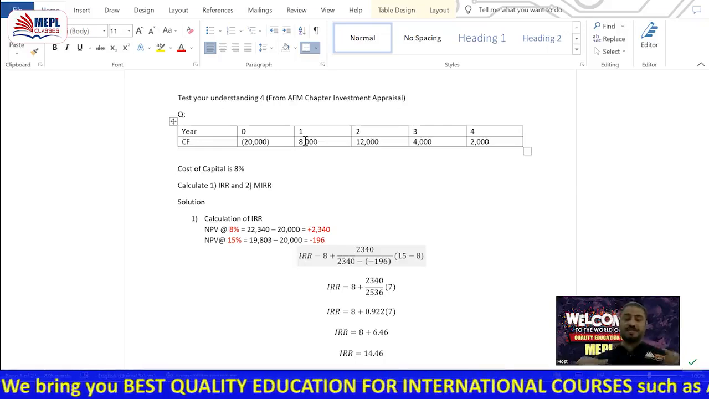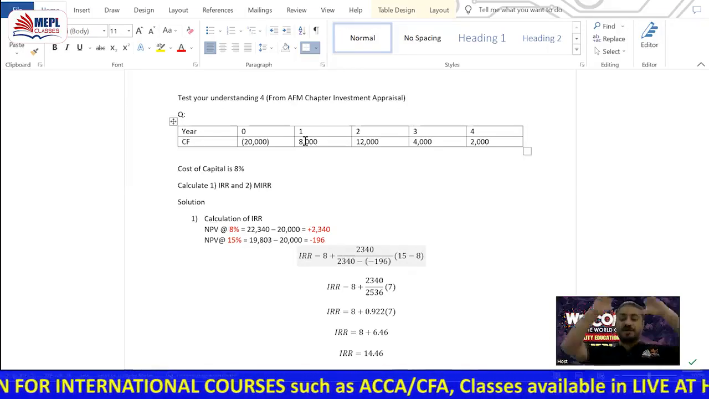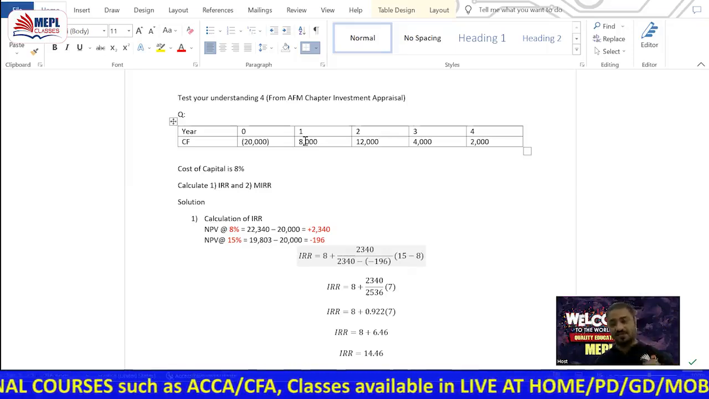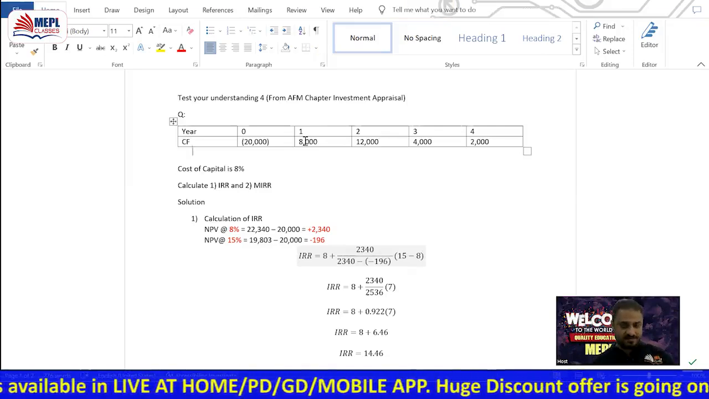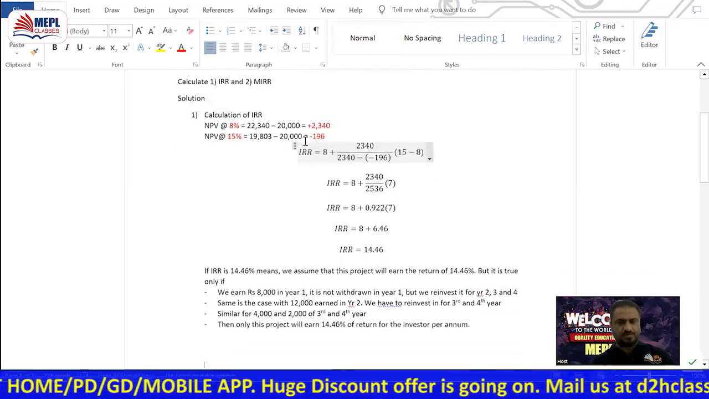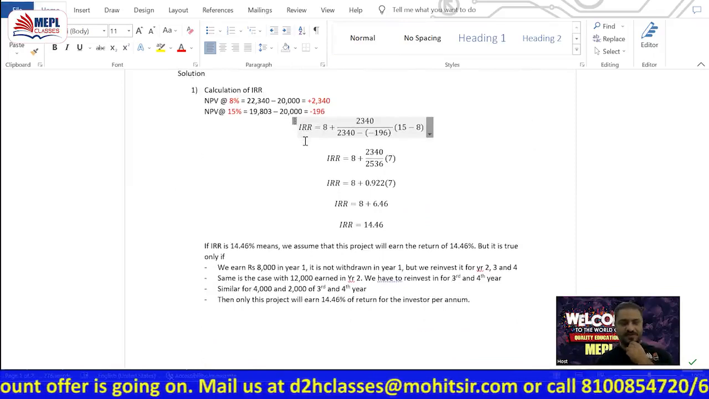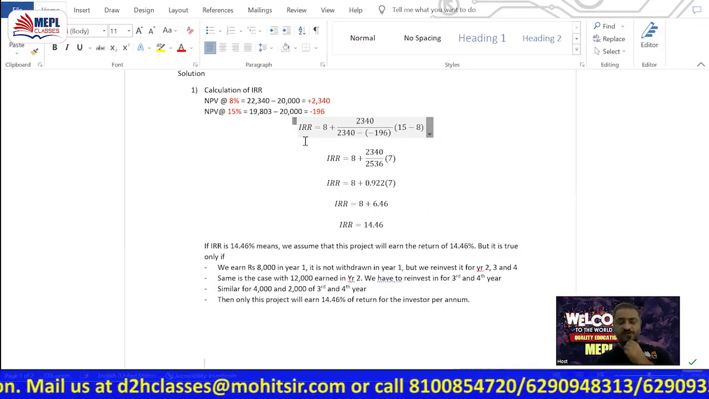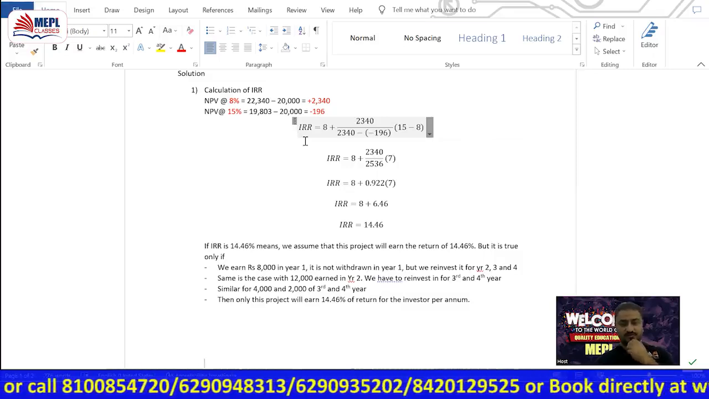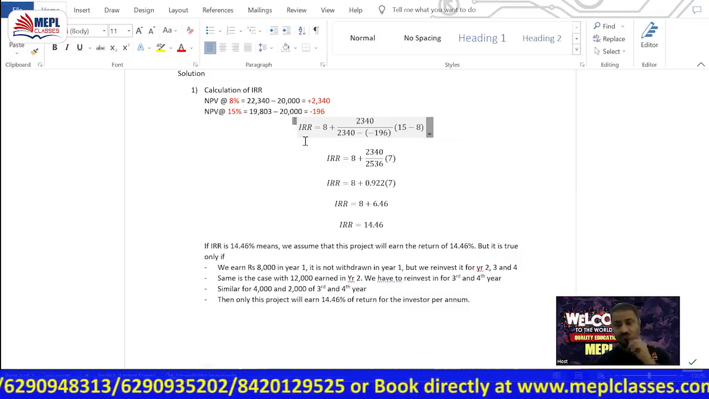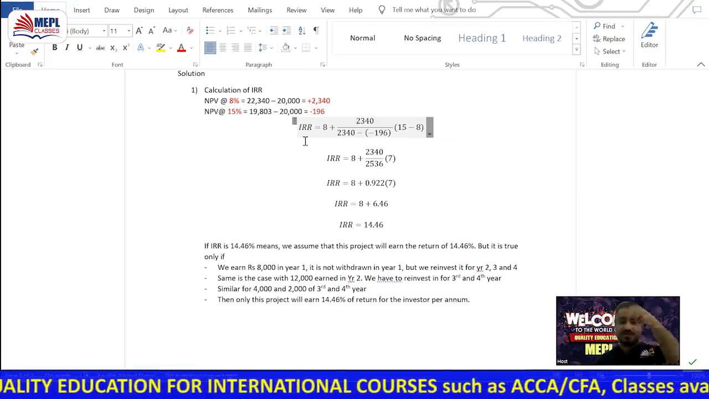Assuming that all the money invested today, and earned in the first, second, third, fourth year, is all kept in the business and all withdrawn at the end of the fourth year, then your annualized return will be 14.46%. This is the concept behind IRR. So read the explanation carefully, what you can see on your screen. If IRR is 14.46%, it means we assume that this project will earn a return of 14.46%, but it is true only if we earn 8,000 in year one, and it is not withdrawn in year one, but reinvested for years 2, 3, and 4 again.